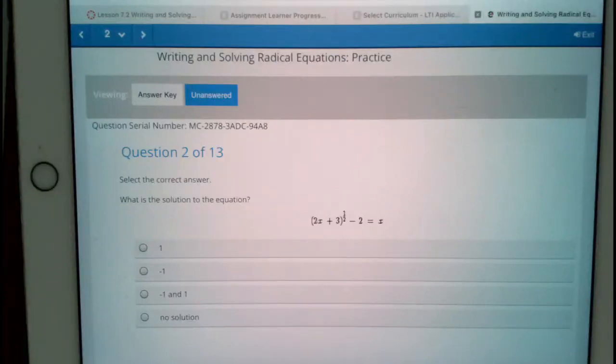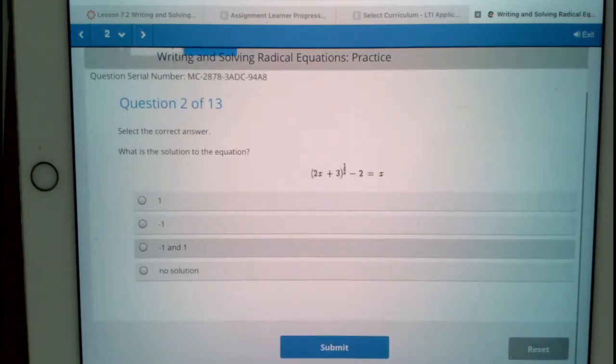What is the solution to the equation 2x plus 3 to the 1/2 power minus 2 equals x? And we've got some options here. We've got 1, we've got -1, we've got -1 and 1, and no solution. First of all, what we need to know is how to deal with that to the 1/2 power. If you don't know how to do that, you need to go back to the previous lesson, because we talked about rational exponents in that lesson.